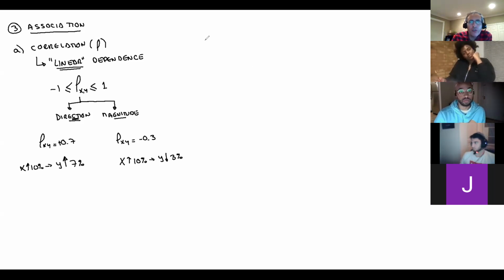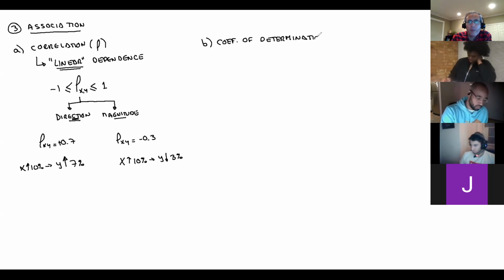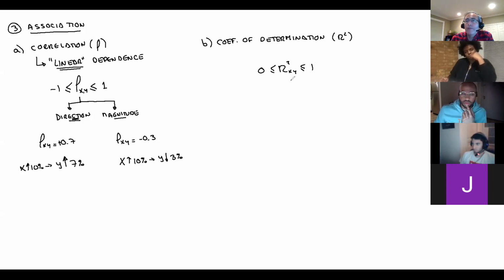Okay. So the third measure, guys, is the coefficient, the R squared. That is simply this number, the correlation, squared. So R squared is going to be between which values? Zero and one. Completely right. Got it? So in this case, we have lost the direction. We only have magnitude. You agree?